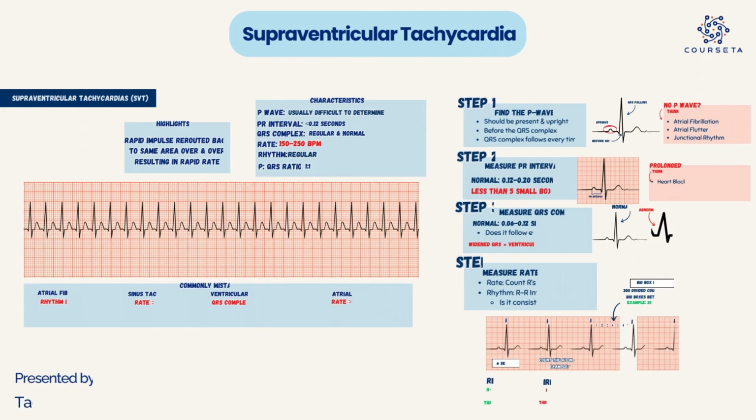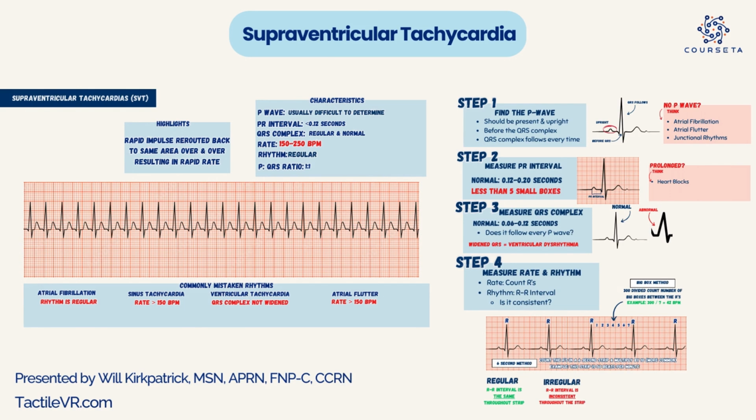All right, the last one with atrial rhythms is supraventricular tachycardia, also known as SVT for short. All right, so as you guys can see in this rhythm, this is a very rapid rate. So SVT is literally just characterized by that. It's a rapid impulse that is rerouted back to the same area over and over again, so it just stimulates a very rapid rate in the heart. So this is a somewhat common rhythm in the critical care setting, and it needs to be taken care of rather quickly because it puts a large demand on the cardiac muscle.